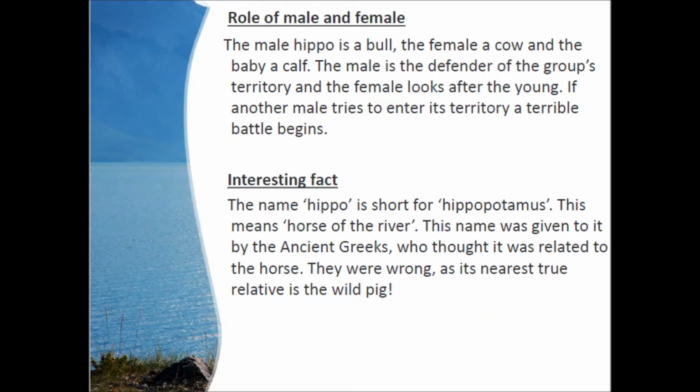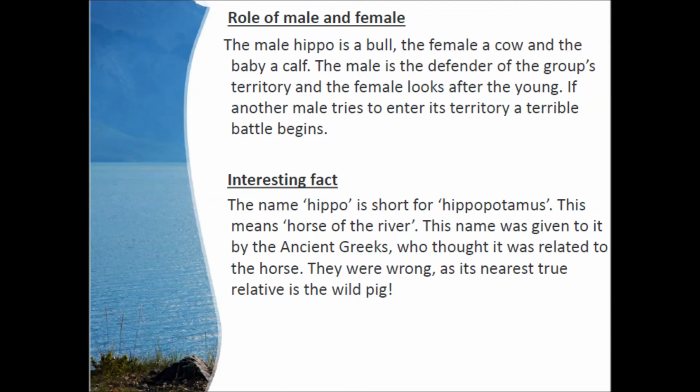The role of male and female. The male hippo is a bull. The female is a cow. And the baby a calf. The male is the defender of the group's territory, and the female looks after the young. If another male tries to enter its territory, a terrible battle begins.